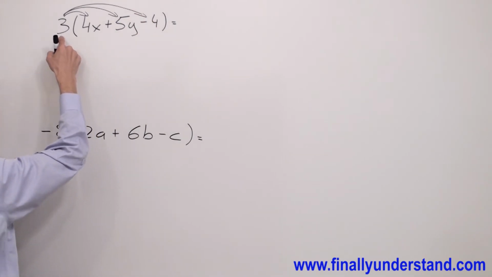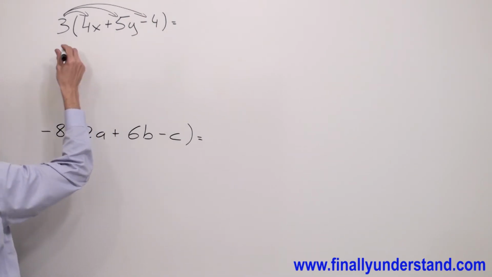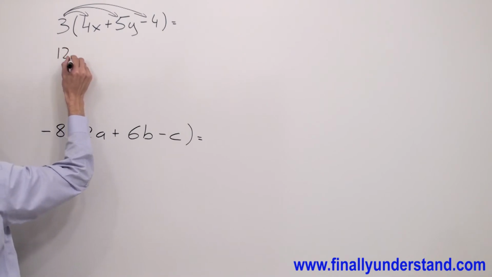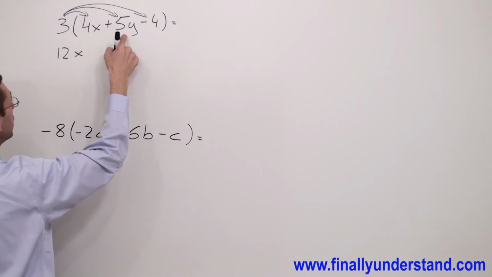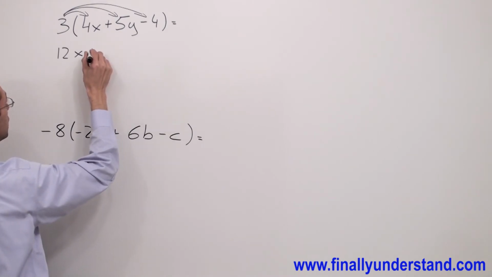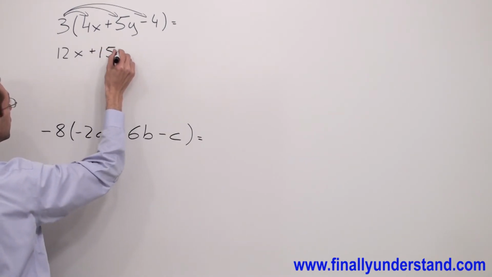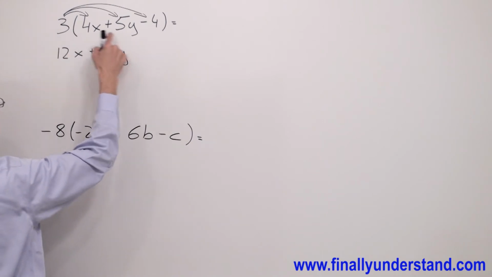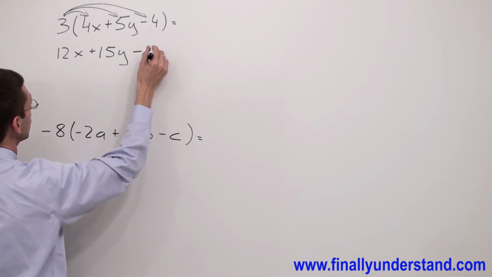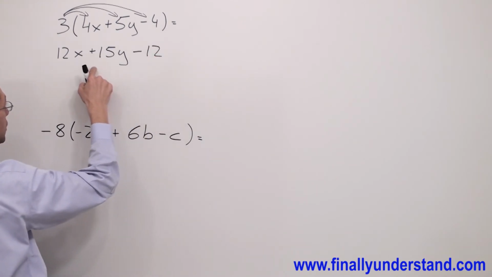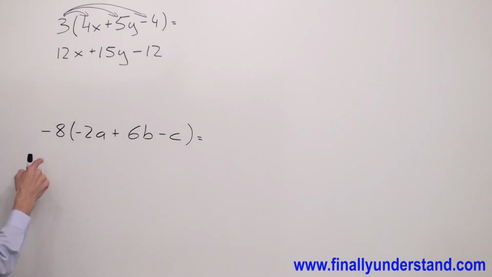I'm going to have 3 times 4x is equal 12x. 3 times 5y is 15y. 3 times negative 4 is negative 12. This is the solution to my problem. Let's take a look at the second example.